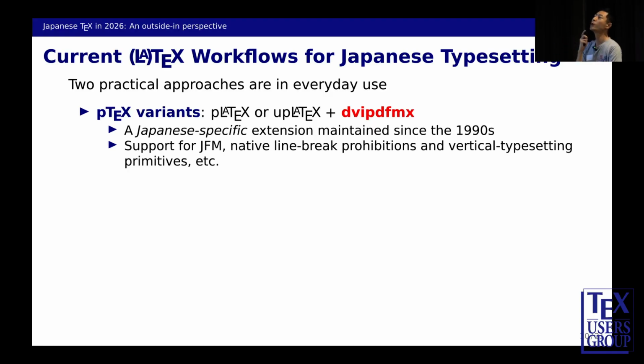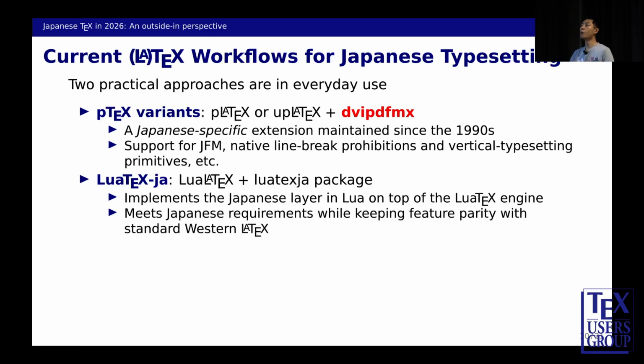So it's an original Japanese-specific extension maintained since the 1990s. Its characteristics are the support for Japanese font metrics, which I will briefly explain later, and native line breaking processing, like I showed, and vertical typesetting and other minor features which are better to have for Japanese typesetting. And the second approach is a modern one, which is LuaTeX-based.